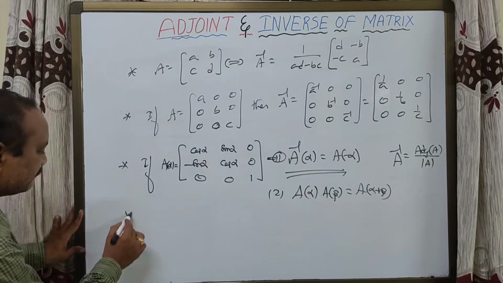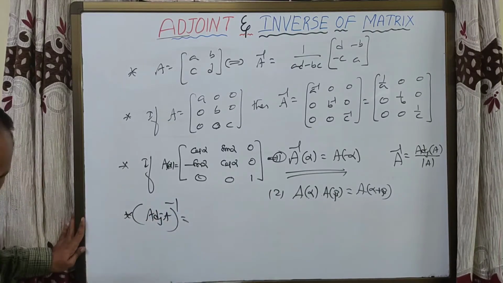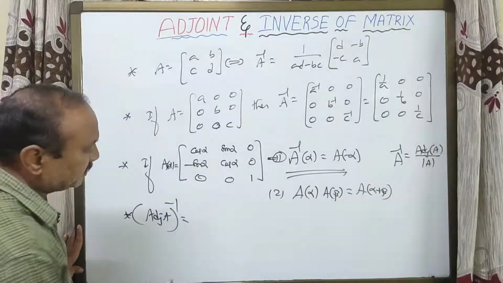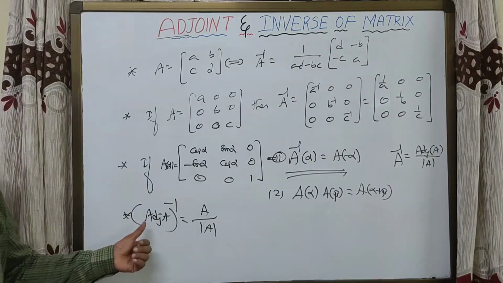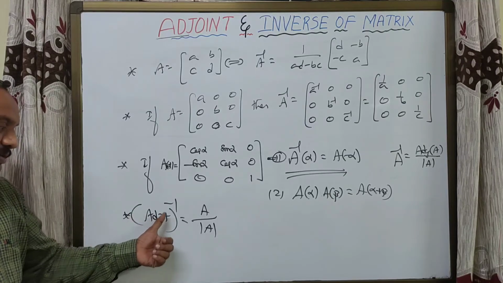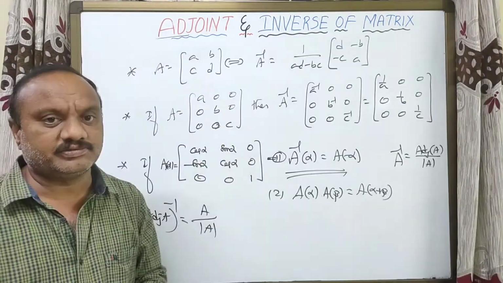Next students, adjoint of A whole inverse equals A by det A. Be careful, remember: adjoint of A whole inverse equals A by det A. These are very, very important formulas.